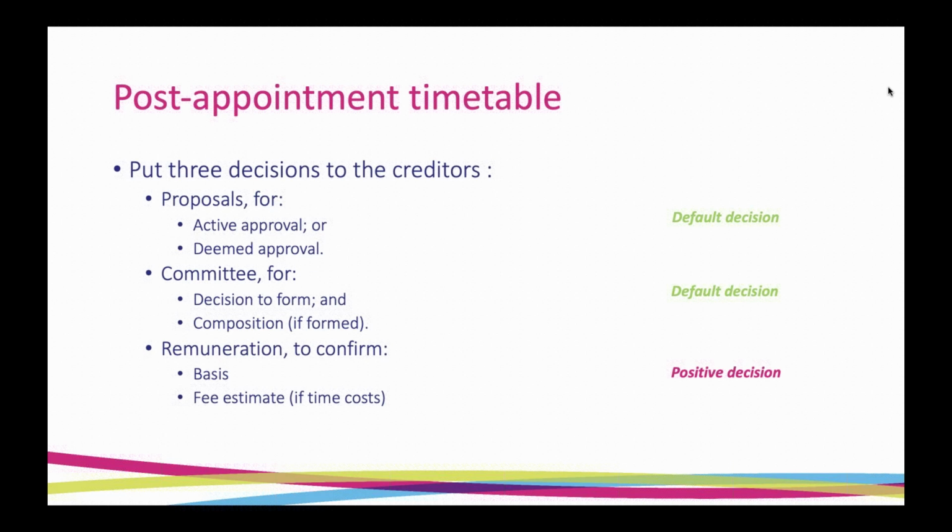Third decision is your remuneration, and this you do have to have a positive vote. This can only be done by a decision procedure. You cannot use deemed consent to set the basis for your remuneration.